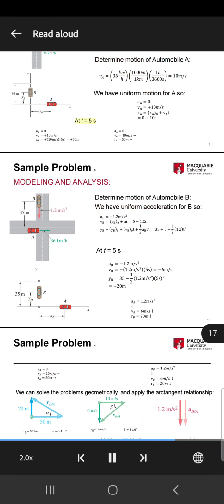We have uniform motion for A, so. At t equals 5 s, a_A equals 0, v_A equals 10 km/s, r_A equals 50 km, right pointing arrow. Sample problem 3. Determine motion of automobile B. We have uniform acceleration for B, so. At t equals 5 s, a_B equals 1.2 m/s² down pointing arrow, v_B equals 6 m/s down pointing arrow, r_B equals 20 m down pointing arrow.